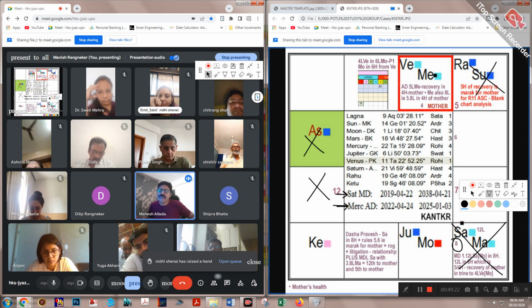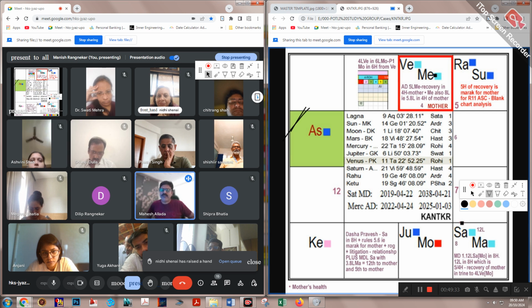So from blank chart predictions, leave alone this chart. So my question is, suppose someone has an ascendant Aquarius, a sun, okay? I'll put it for you. And his Mercury Antardasha, or some troublesome dasha is going on, so Mercury Dasha is on, let us say. So his mother needs to be looking, correct. Looking.